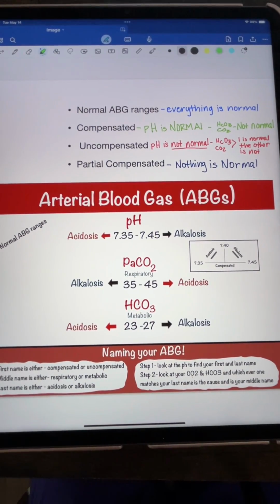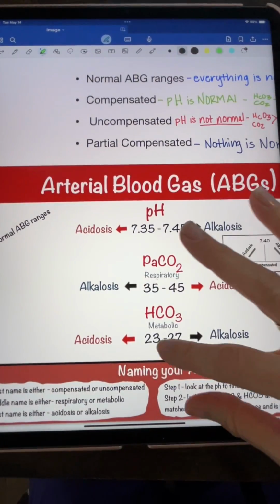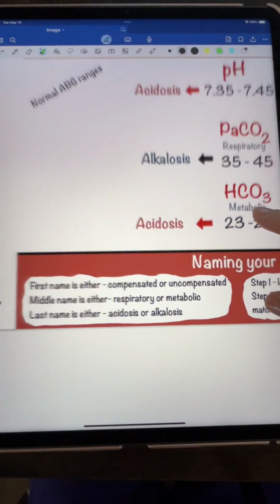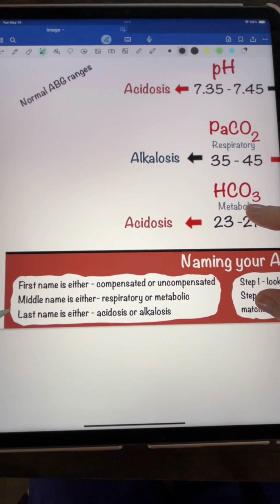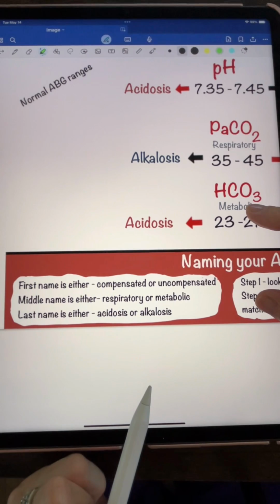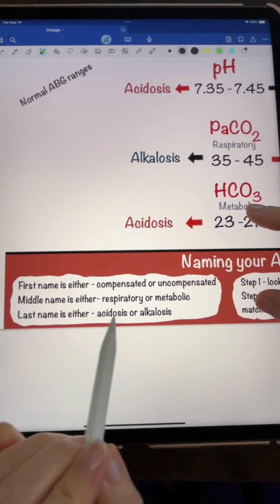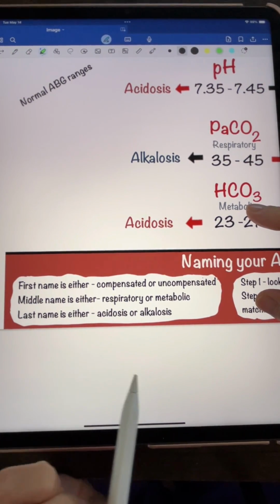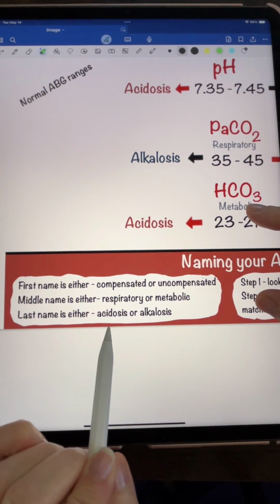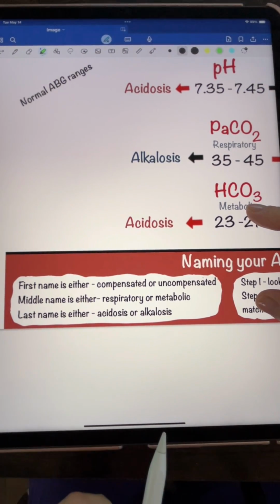Okay, so the first thing to do to name your ABGs, you have to follow these steps. To name your ABGs, you're going to have a first name, a middle name, and a last name. Your first name is either going to be compensated or uncompensated. Your middle name is either going to be respiratory or metabolic. And your last name is either going to be acidosis or alkalosis.